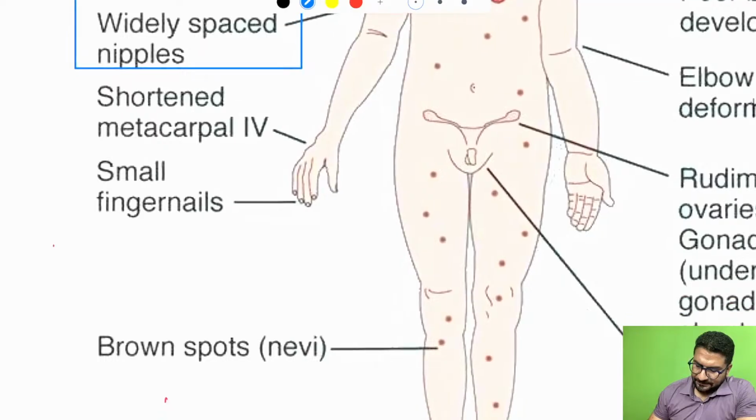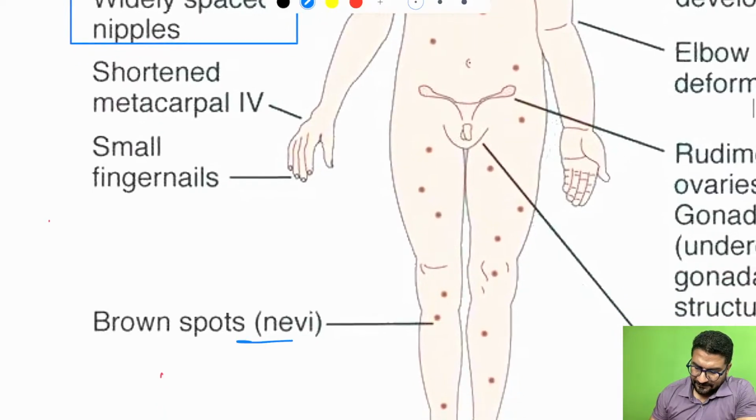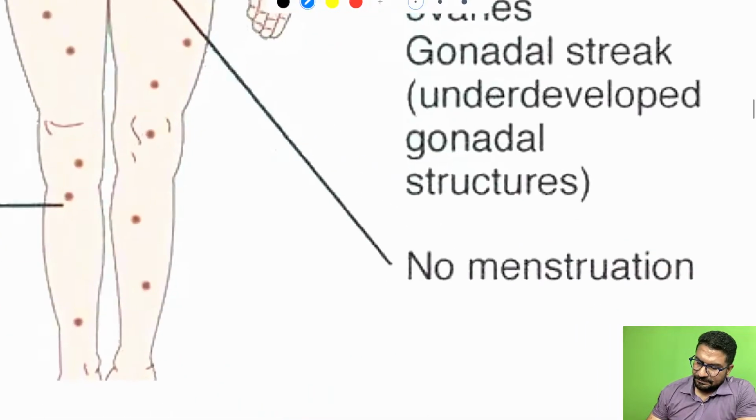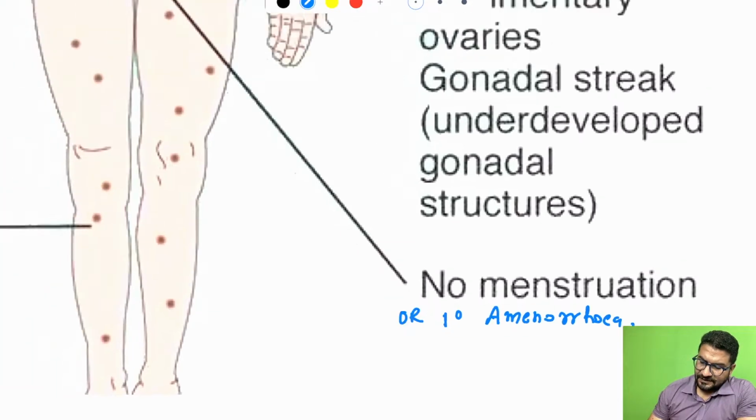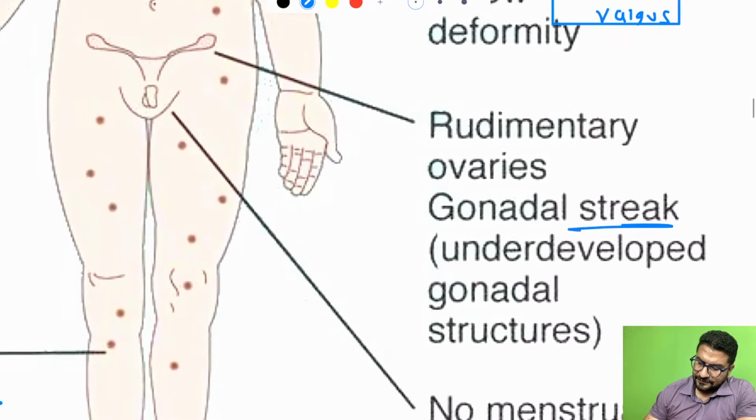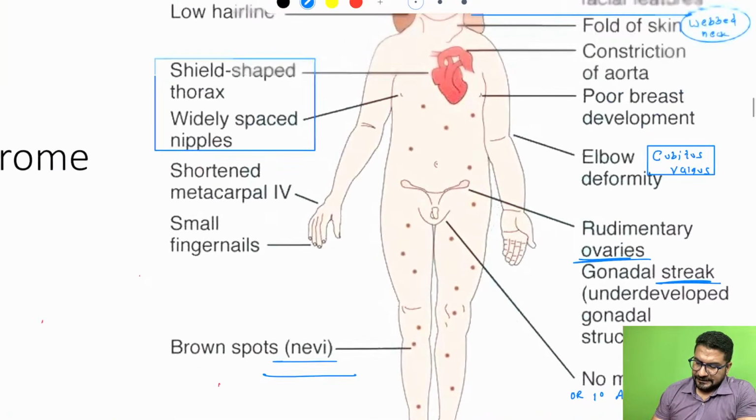Then understand this thing. Patient will have some pigmented spots. We call them nevi. Patient को menses नहीं आएंगे, and we call this no menses or primary amenorrhea. Right? And you can notice the patient will have streak ovaries. So these are the features.